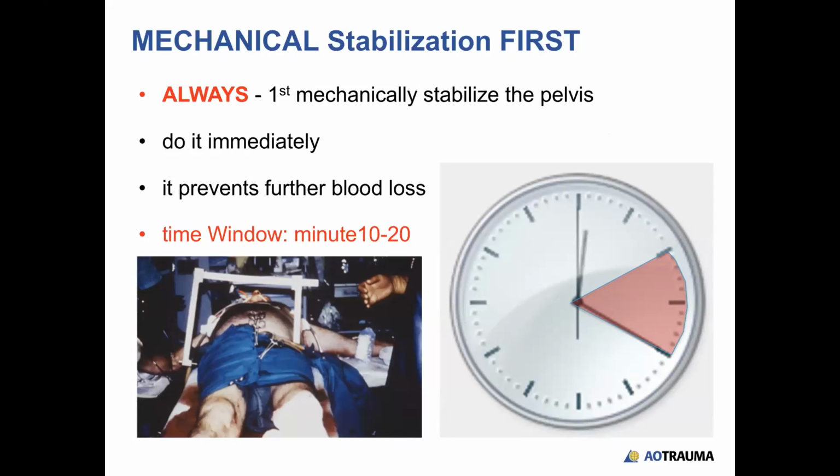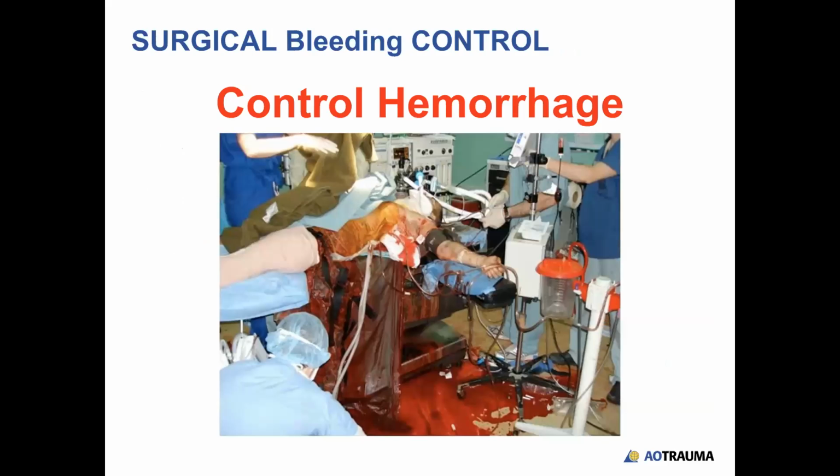You see here an example where we put in a towel around the pelvis. This was a traumatic hemipelvectomy, which was followed by the C-clamp. Today, the C-clamp is relatively cost extensive, so not every hospital is using a C-clamp. The second part is surgical bleeding control.